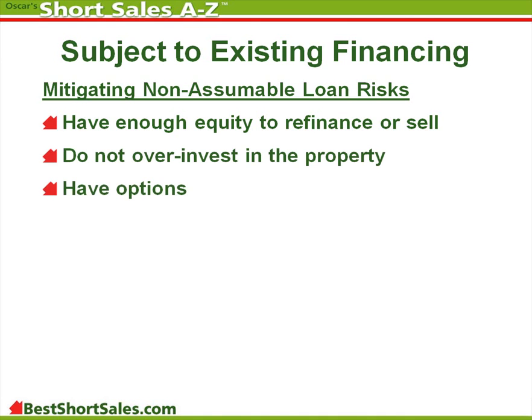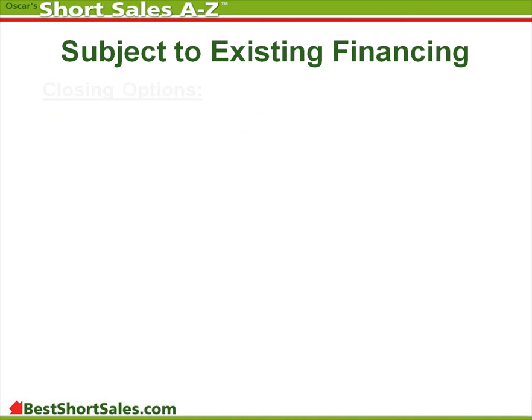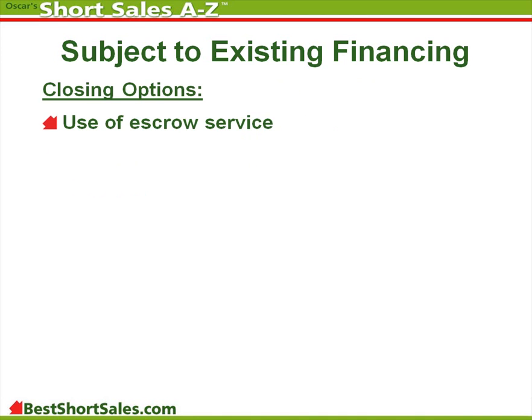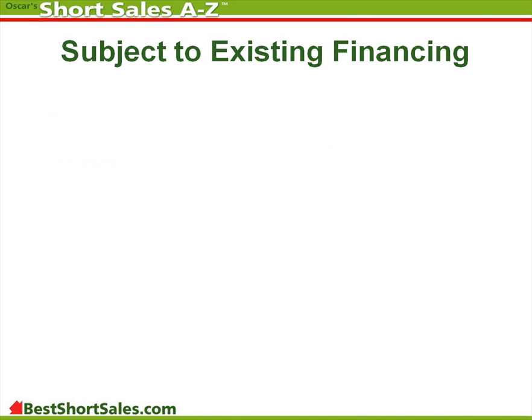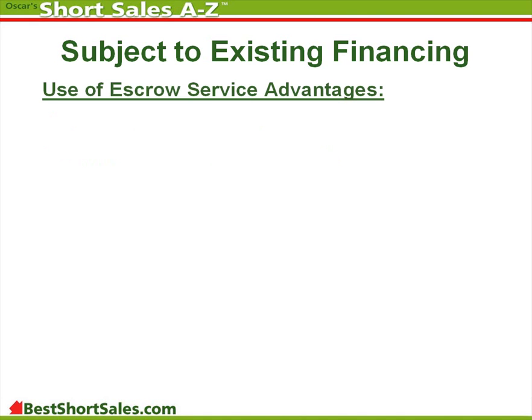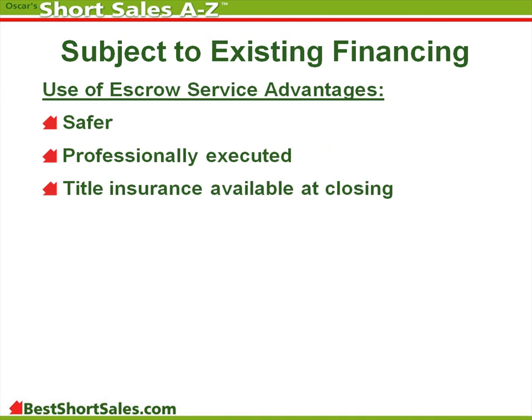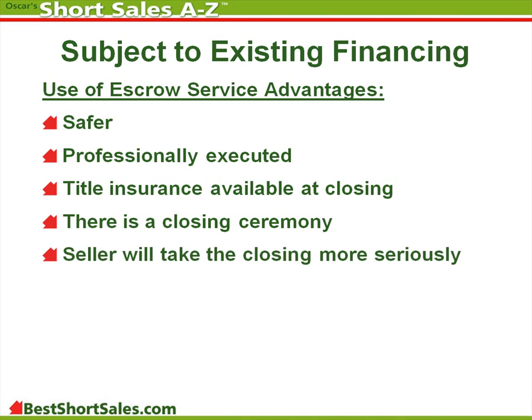Have options. Closing options. There are two ways to close this kind of transaction: with the use of an escrow service and without the use of an escrow service. Use of escrow service advantages. The main advantages of closing using an escrow service are that it is safer, all recordings are professionally executed, and title insurance is available at closing. Maybe the best benefit is the closing ceremony. To the seller, it feels more official. Sellers take these closings seriously.